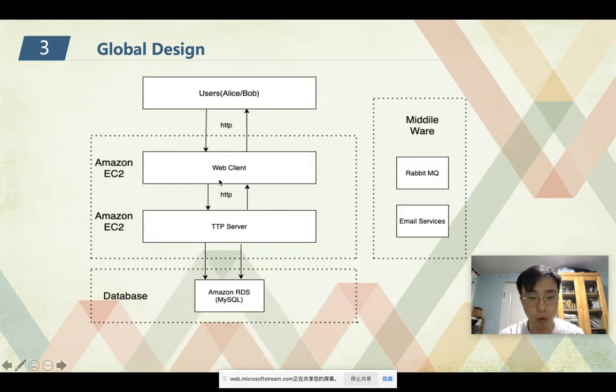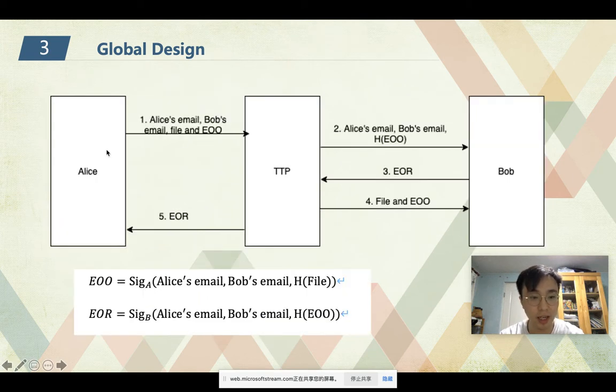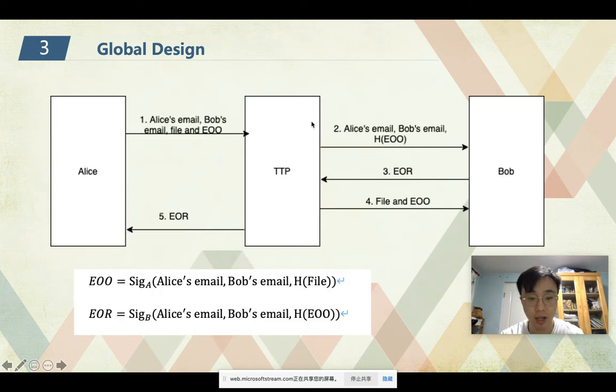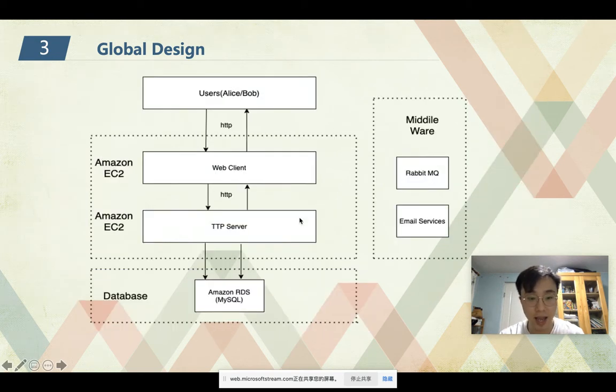Here we provide a web client for the users. Because, as we have mentioned, Alice should input her email, Bob's email, and upload the file, this process would be hard to do in the command line. So we give a web client to the users to do these operations. And the web client will send all the information to the TTP, the third trusted party. And this is the main part of the system.